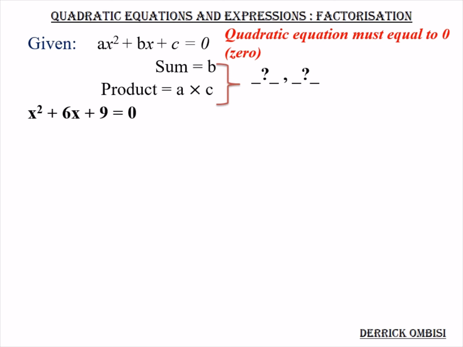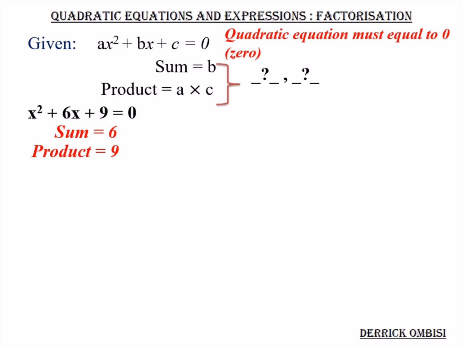For example, represented with x squared plus 6x plus 9 equals to 0. So you can see that this one is a quadratic equation. It is equated to 0. Now, from this quadratic equation, you can see that sum is the value of b, and the value of b here is 6. Then the product is the value of a multiplied by c. So the product here, the value of a is 1, the value of c is 9. So 1 times 9 gives us 9.